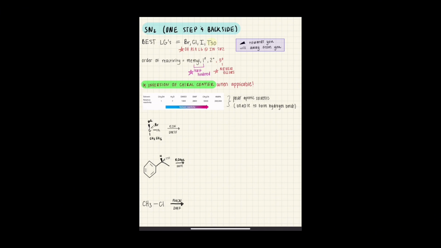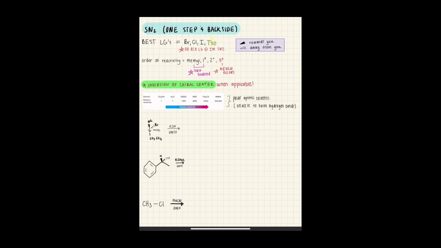Order of reactivity is important because of this backside attack. The least hindered carbons include methyl groups and primary carbons. SN2 will occur in secondary carbons, but it will never occur in tertiary carbons. When our molecule has a chiral center, inversion applies because of the backside attack. It causes the wedge and dash to flip, the inversion to happen.